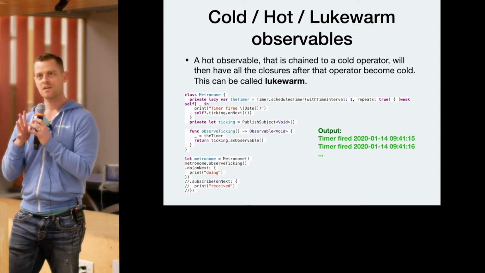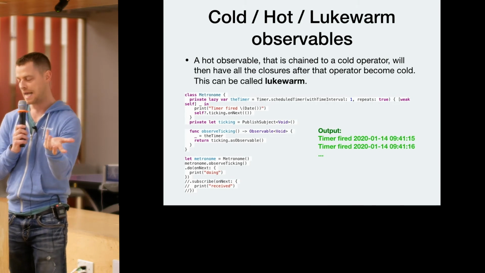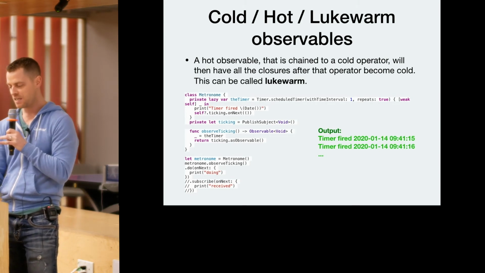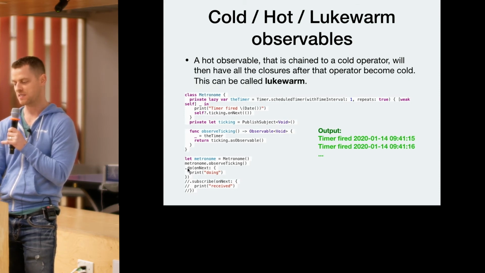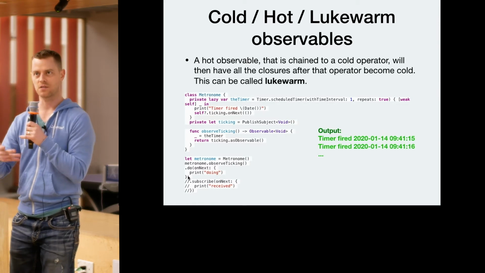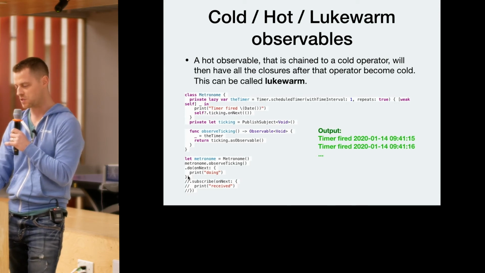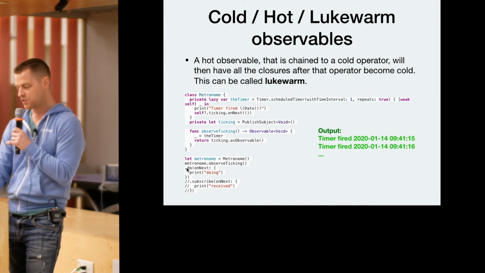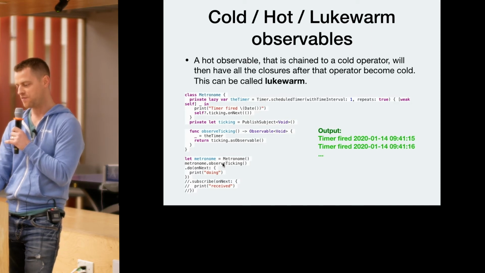Lukewarm is this weird in-between thing where I start with something that's hot, and then I chain in an operator like do. Do is like a way of doing side effects in our chain. Sometimes people do logging or call analytics, or it's just like a side effect that's not the purpose of the subscription. And just so I add it, and before, remember, so it's the do and below that's affected. So the above is still hot.